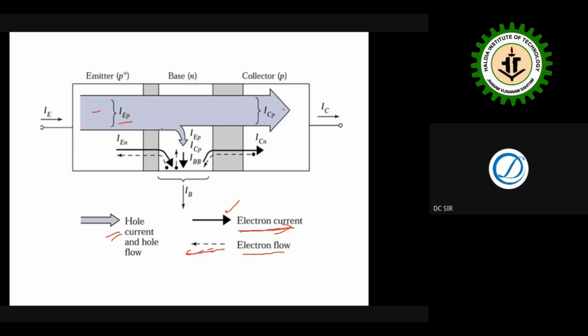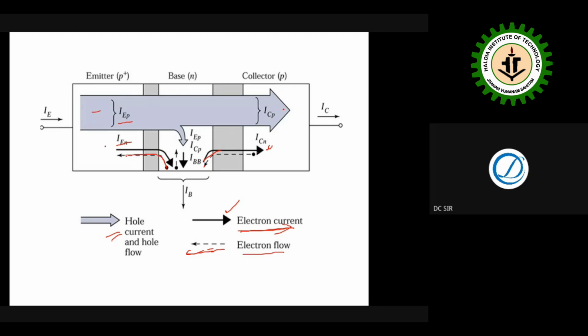In the base, there is an emitter current IEP and there is a collector current ICP. Because there is a minority carrier, electrons move from this side to this side, so current flows from this side to this side, which is ICN due to the electron, and due to the hole, which is ICP. Similarly here, the current due to the electron, because the minority electron carrier moves from the base to the emitter, that is the IEN.